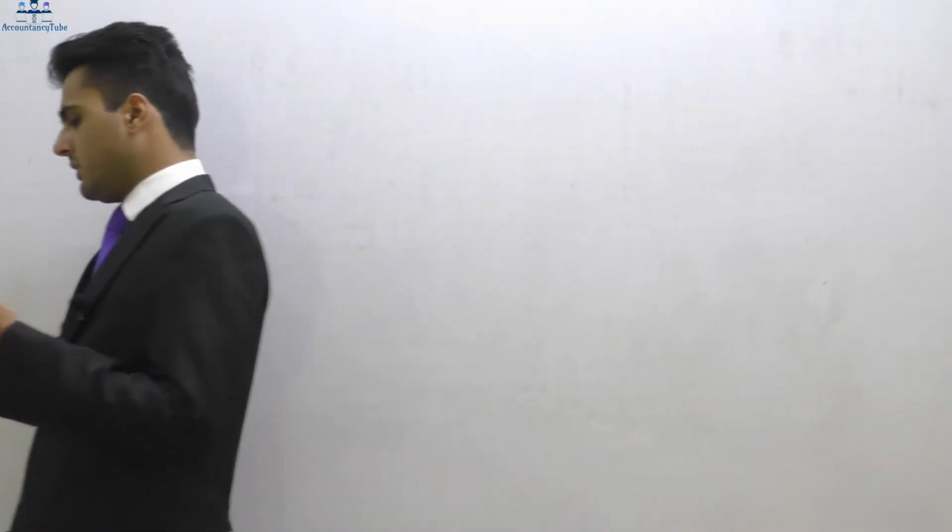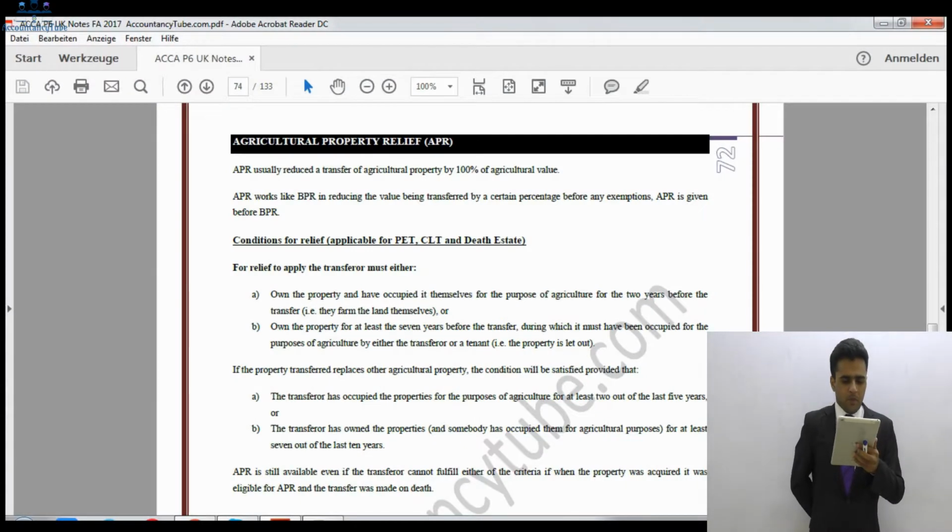We are still at inheritance tax. Now we will look at some more aspects of inheritance tax. If you could please move to page number 72 of your P6 lecture notes. We have seen the business property relief in our previous video. Now we are going to start agricultural property relief, page number 72 of your lecture notes.